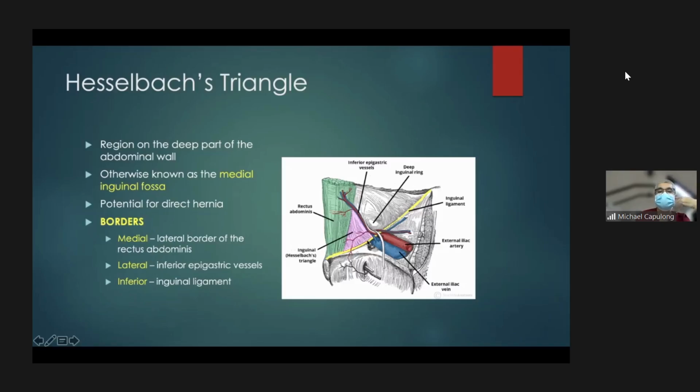Okay? So this is bounded medially by the lateral border of your rectus abdominis muscle, by your inferior epigastric vessels, and your inguinal ligament. So this area is what we call your Hesselbach's triangle or the medial inguinal fossa, which is a potential space for direct hernia, especially in the elderly. So any condition that I mentioned earlier that increases intra-abdominal pressure can aggravate the formation of hernia. And one of the most common locations will be here, in the area of your Hesselbach's triangle.